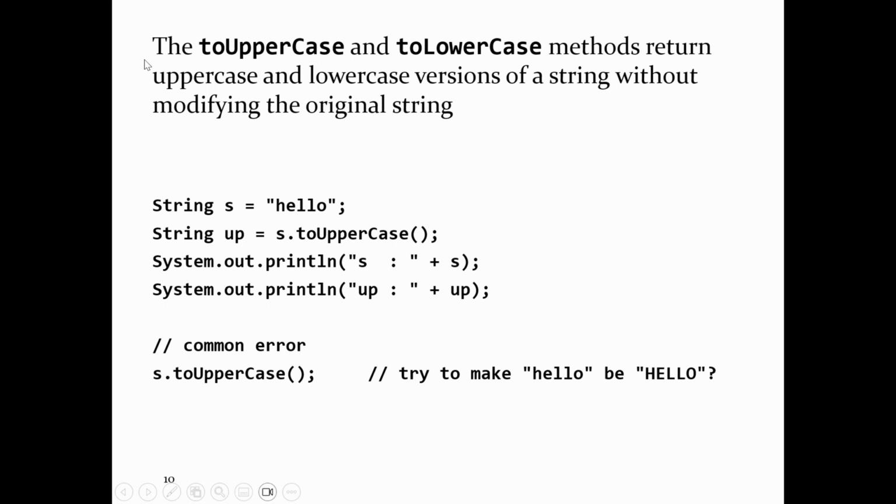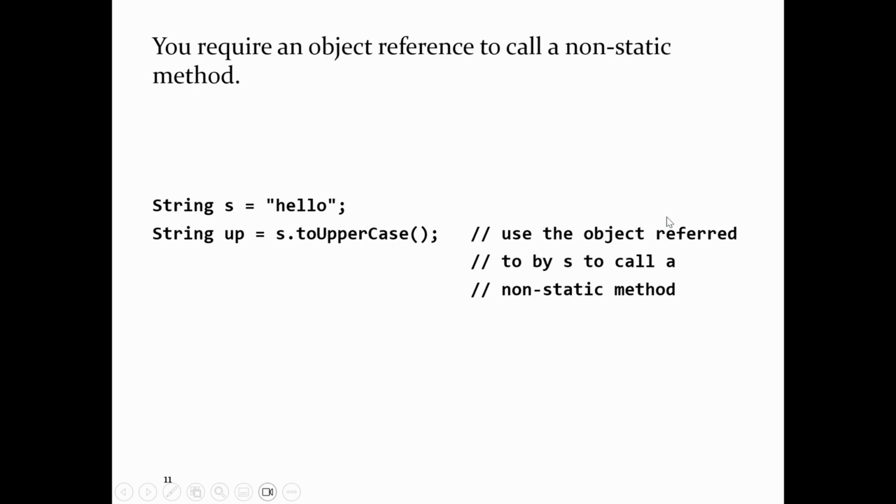Here, s is an instance of a string. So to call toUpperCase, I can use s to call the method. s.toUpperCase asks the object s to run its toUpperCase method. That's why I'm using a variable here instead of the class name String. toUpperCase is a non-static method, or just a regular method. You need a variable or a string reference to call this method. You require an object reference to call a non-static method, so here I'm using the object s to call that method.